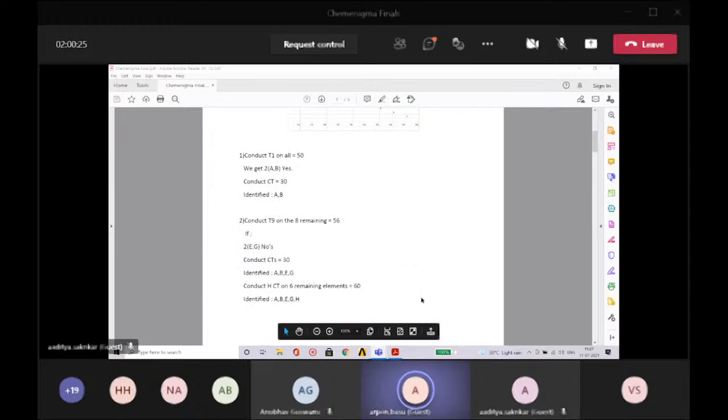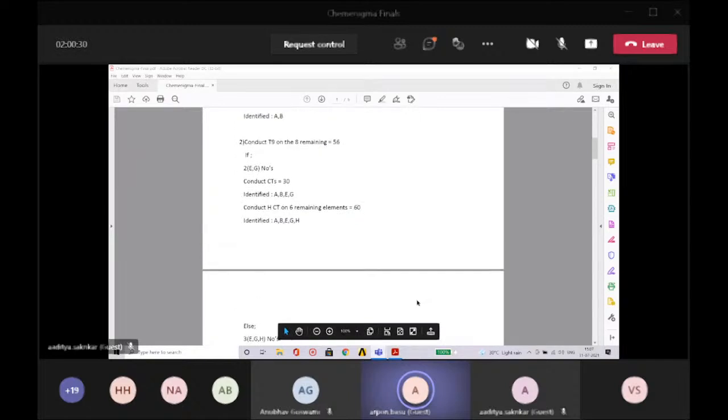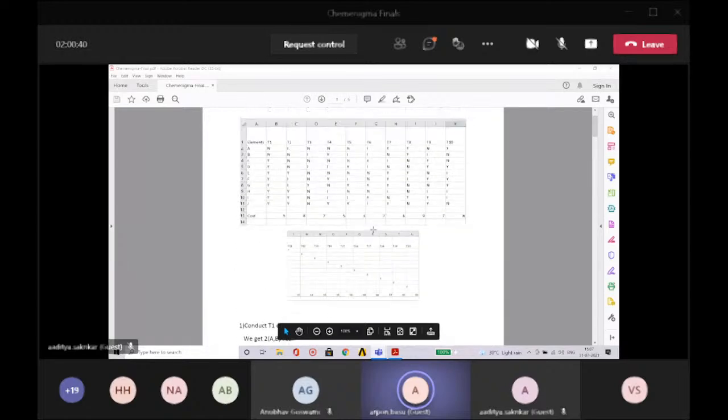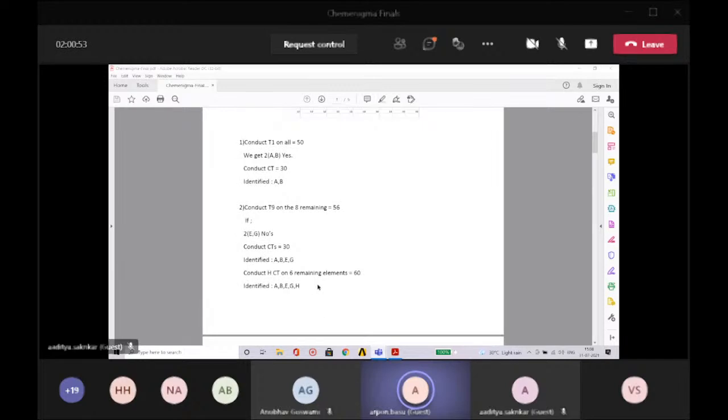Now there are two possible things that can happen here, and these two possibilities are caused due to the indeterminate results, right? If you see the table for T9, you will see that there is one indeterminate result in T9. See, for B there is an indeterminate result for H. So here we have made another assumption that an indeterminate result is like a random variable. It can either be yes or no, to take care of both the possibilities.